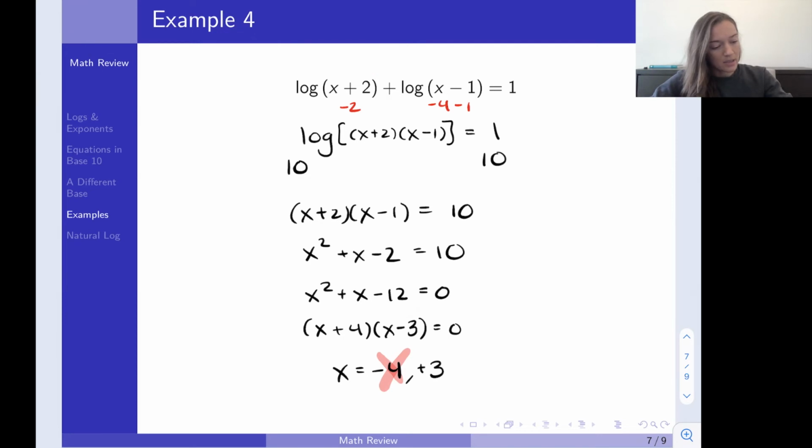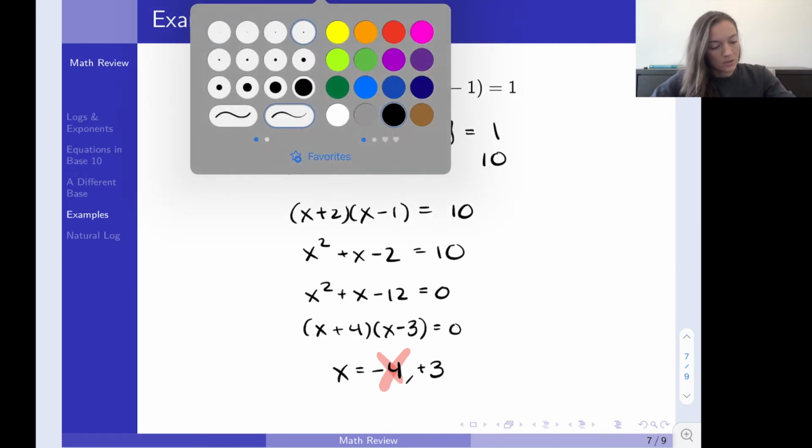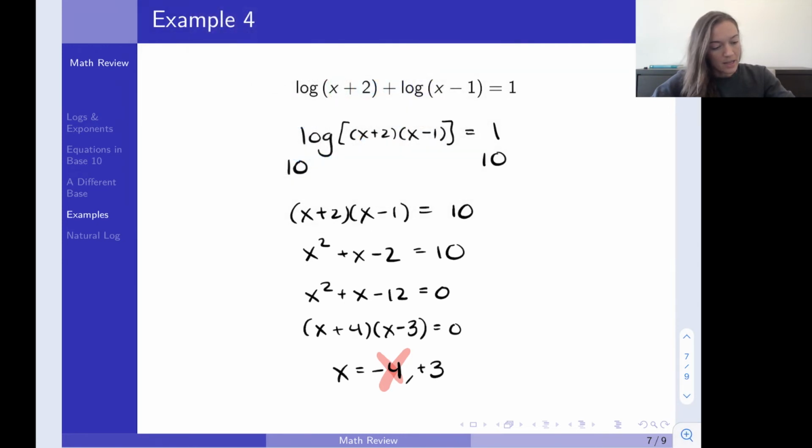And now I'm going to just look at my remaining solution, which is +3. So my x is equal to +3. Now that does work. If I plug in +3 here, I have 3 plus 2, which is 5, so I can take the log of 5. And then I have 3 minus 1, which is 2. I can take the log of 2. And everything works out. And when you plug that into your calculator, you end up with 1. So this is my only solution, even though it initially seemed like I actually had 2 solutions.